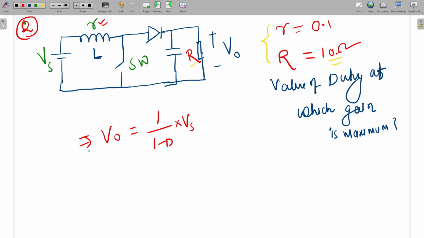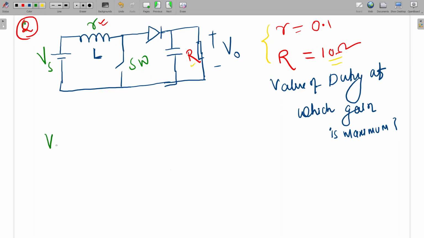So if anyone asks you what the maximum value of this is, at which duty ratio will it be? D is equal to 0.5, we can say that this output voltage will be maximum. But this will not work here, since the practical resistance is given. So I'm going to do the volt-second balance and ampere-second balance analysis. One by one I will explain.